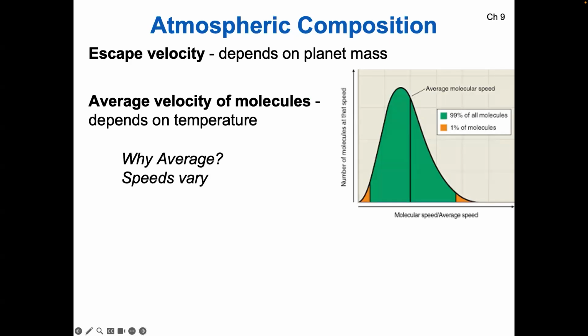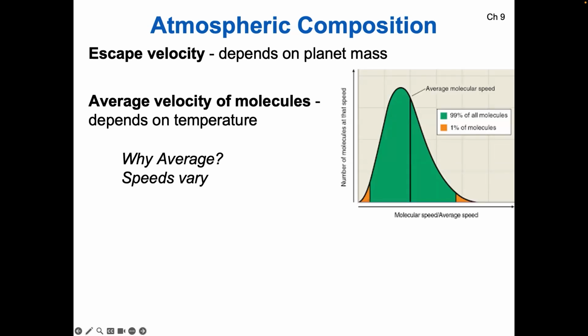You might have noticed in that simulation earlier that not all the molecules were going equally fast. Speeds are going to vary in a distribution of different speeds in a certain sample of molecules. And that means that you're going to have an average molecular speed in any given system.